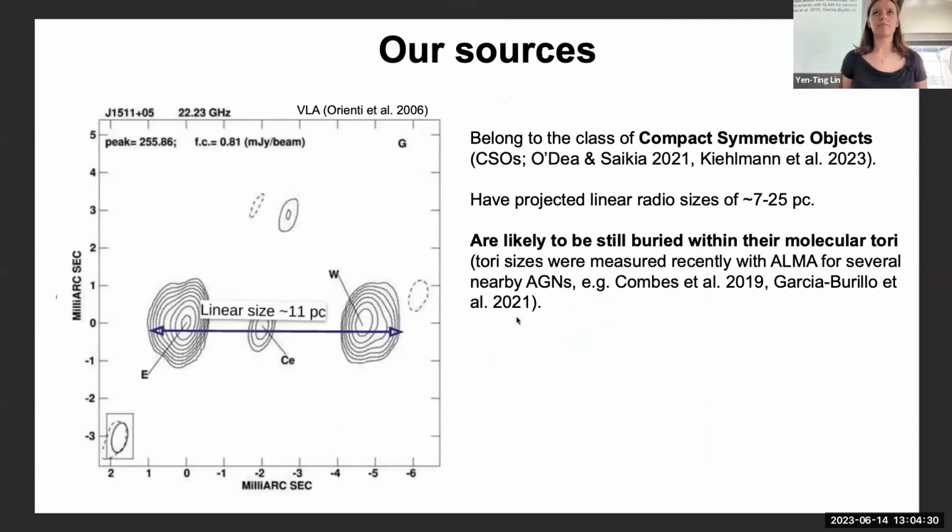They belong to a broader class of sources, which in radio astronomy are known as compact symmetric objects. In general, compact symmetric objects have sizes below 1 kiloparsec, but our 3 sources are in the lower part of this size range. They are between 7 and 25 parsecs. And therefore, they are likely to be still inside of the torus, based on recent measurements of the torus sizes in AGNs performed by ALMA.